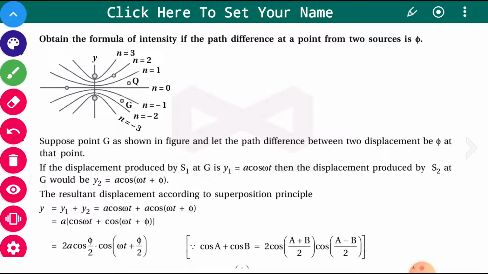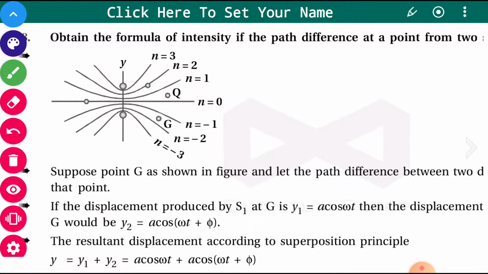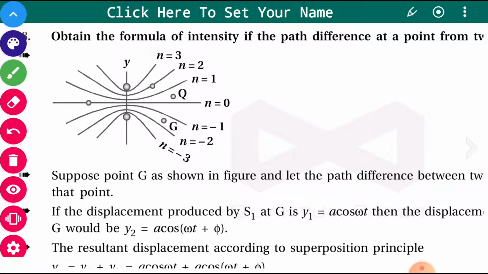We consider any arbitrary point G which is shown in this figure, that is in the medium. This is the point which is considered here, and we want to find out the formula for intensity. Let us consider that the phase difference between the two displacements is phi.